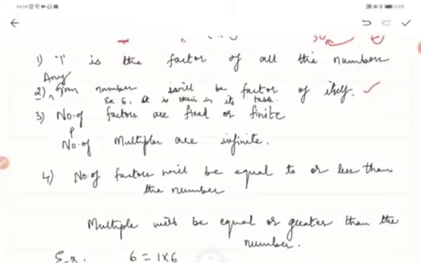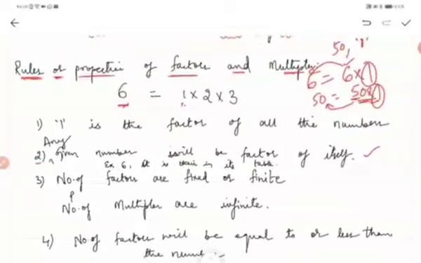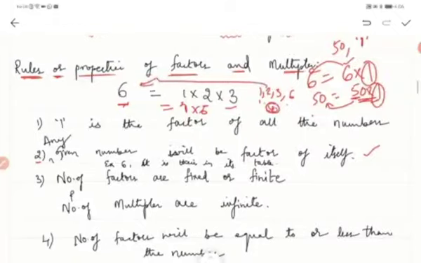The third property is the number of factors. The factors of a number are fixed, that is, finite. For 6 you will have factors 1, 2 and 3, and itself, that is 6, since I can write it as 1 into 6. So for 6 you have factors 1, 2, 3 and 6. How many factors are there? 1, 2, 3, 4. Totally 4 factors are there for 6. They are fixed and they are finite.